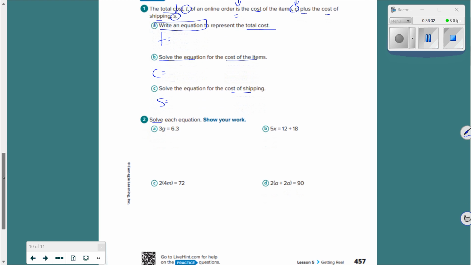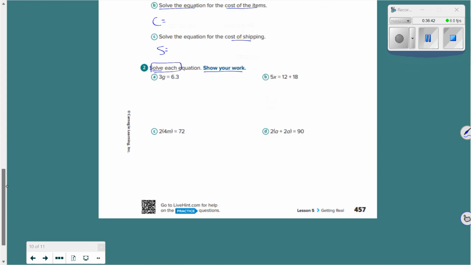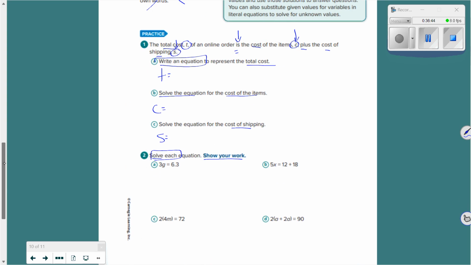Then you're going to solve each equation, show your work. If you do not show your work, if you just write down an answer, do you get credit? No. Okay, we have it on video. Shouldn't be too bad, guys. Especially since I gave you the extra on number 1. Too much talking today. Make sure you show your work.